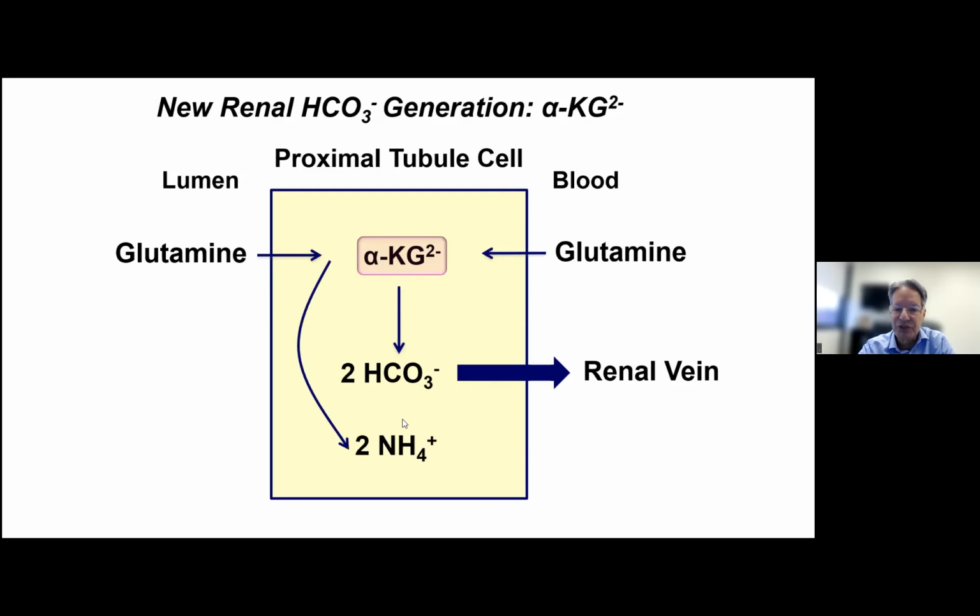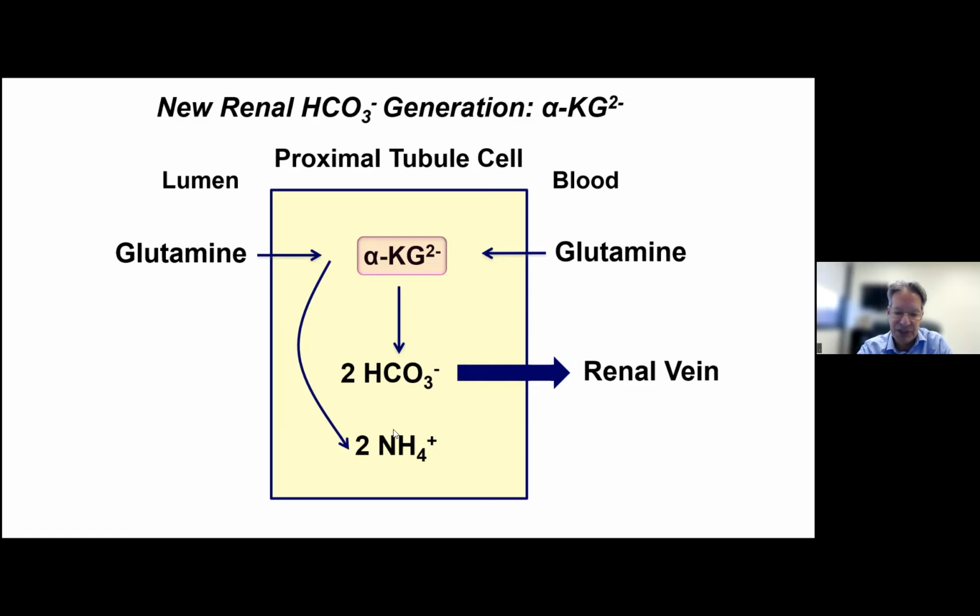Now, the problem with this process is that in addition to the 2 bicarbonate ions that are made in the Krebs cycle, there's 2 ammonium ions made. This is where the ammonia comes from, by the way, in our urine. It comes from alpha-ketoglutarate, or the reactions that make alpha-ketoglutarate from glutamine in the mitochondria of the proximal tubule. So yes, it's very good that we generate new bicarbonate from this reaction to match our daily hepatic proton load, but one of the byproducts of this reaction is ammonium. Now we'll talk about why that's not a good thing in just a minute.